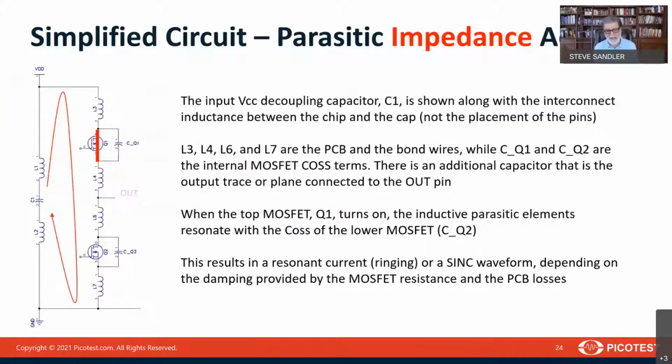Well, it kind of looks like this. Looks a lot like a step-down regulator. There's a half bridge inside that logic gate. And of course, every connection we have has parasitics. Most of those are parasitic inductance, but there's capacitance too.